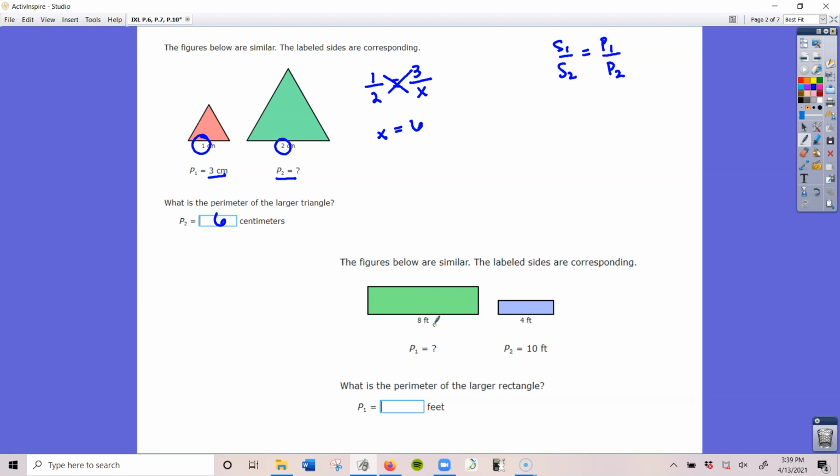We do the same thing here. We have that the ratio is 8 to 4, so 8 over 4 is going to equal perimeter 1, which is what I'm trying to solve, so I'll call that X, over perimeter 2, which is 10. Now you can choose to simplify this or not, it doesn't matter. If I just cross multiply, I get that 4x is equal to 8 times 10, which is 80. Divide by 4, and we get that x is equal to 20. So that would be our perimeter. And this is as hard as it gets. So this is it for P6.